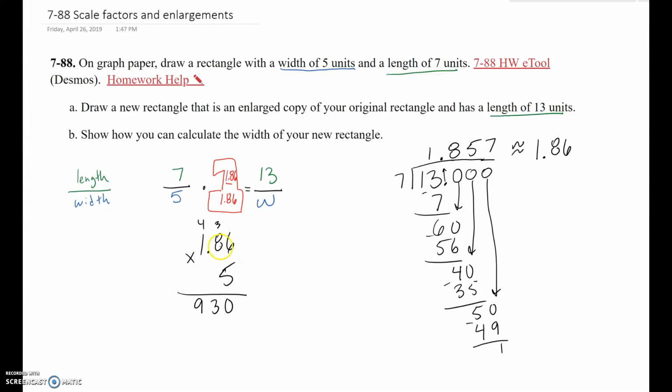Then you say, all right, how many numbers are behind the decimal place? There's 1, 2 numbers behind. So in your answer, we need 2 behind the decimal place. So we know that the width is 9.3. Since we approximated, since we did not get an exact value, we should say really darn close to 9 3/10. So that's how you do it by hand.